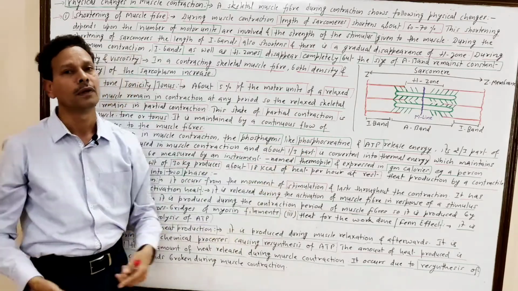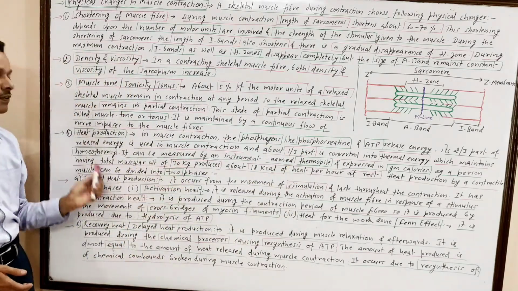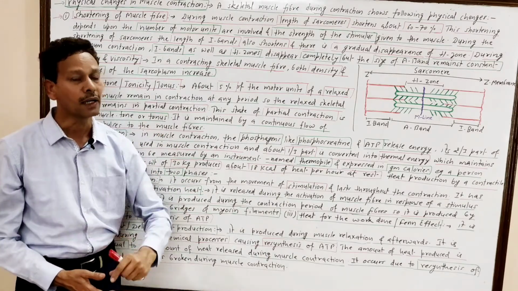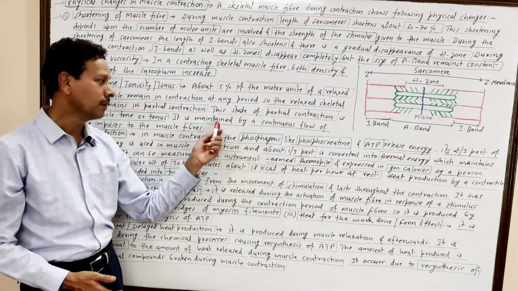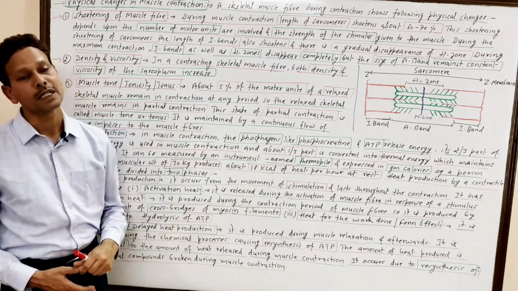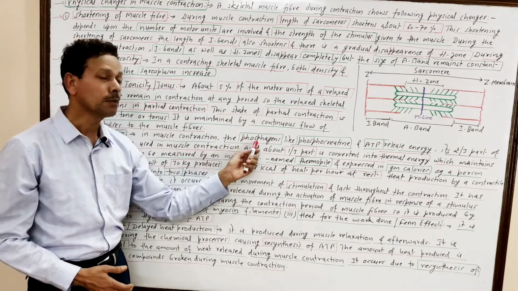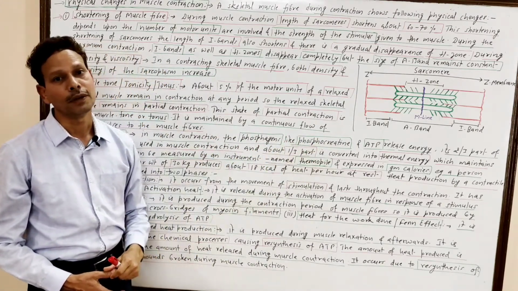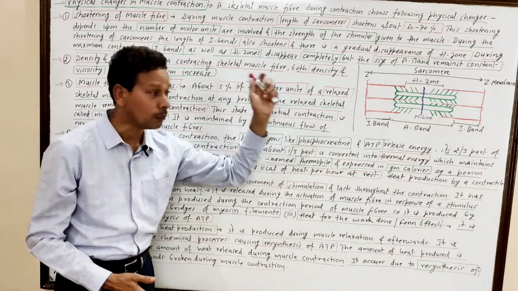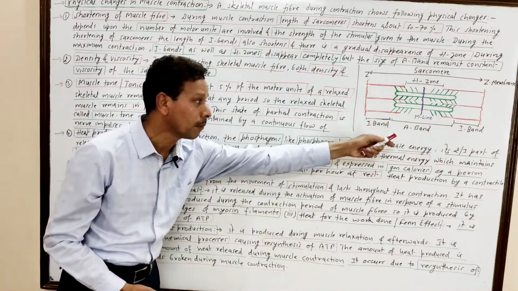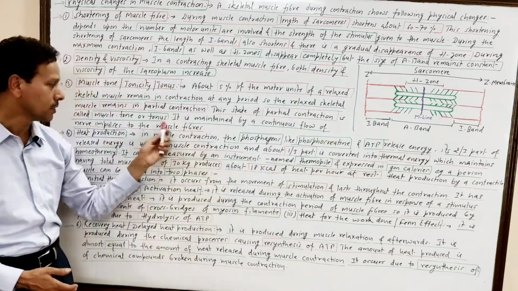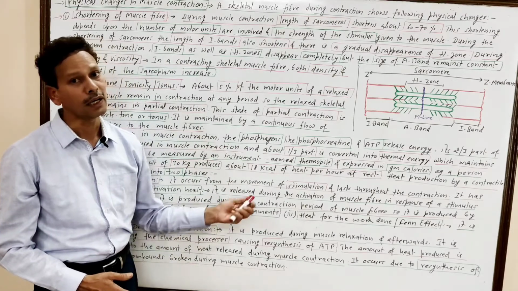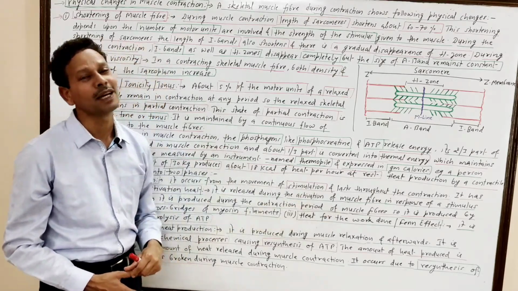and coordination of the body. And the next physical change during muscle contraction: heat is produced, and that heat energy is produced by phosphogens. These phosphogens, the chemicals phosphocreatine and ATP, produce energy. Out of that energy, the maximum part, about 2/3, is involved in muscle contraction, and the remaining 1/3 of that energy is changed into thermal energy.